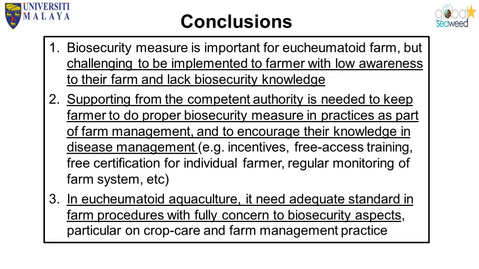So the conclusion of my presentation: first, biosecurity measures are important for the eucheumatoid farm, but challenging to implement with farmers who have low awareness of their farm and lack biosecurity knowledge. Second, support from the competent authority is needed to keep farmers doing proper biosecurity measures in practice as part of farm management strategy and to encourage their knowledge in disease management. Third, eucheumatoid aquaculture needs an adequate standard in farm procedure with full concern for the biosecurity aspect, particularly on crop care and farm management practices.